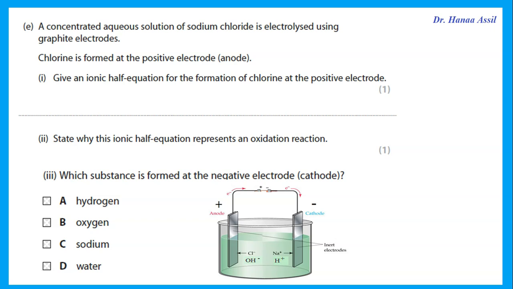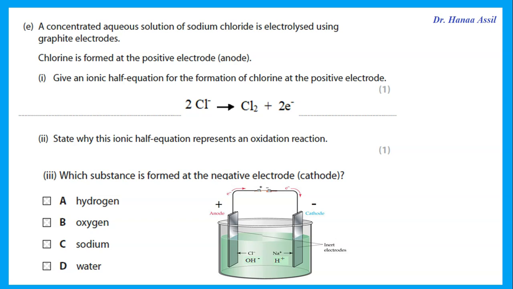Now, what happens at the anode if we're doing electrolysis of aqueous sodium chloride? This is concentrated. That means we have a choice between chloride and hydroxide. I have concentrated sodium chloride. We said that means it is the chloride that reacts. Now, when the chloride reacts, it gives electrons or it loses electrons and becomes chlorine, and you need to balance the ionic equation.